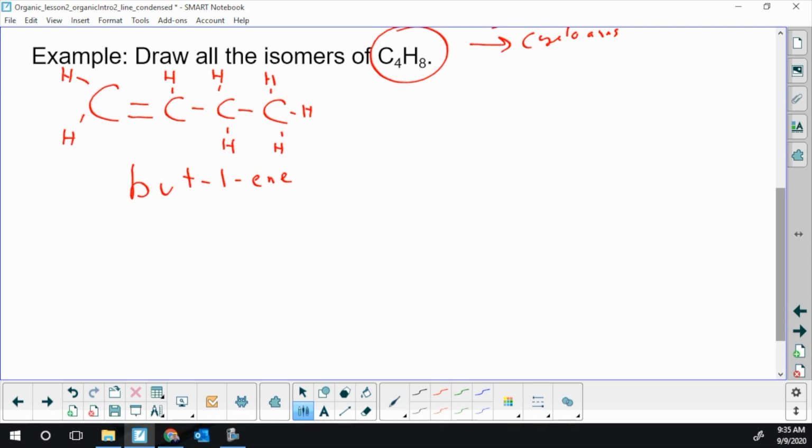Are there any other straight 4-carbon long enes that I can draw before I move down to 3 long? Yeah, perfect. I could do a but-2-ene. Okay. And now I'm going to put the double bond in the middle.